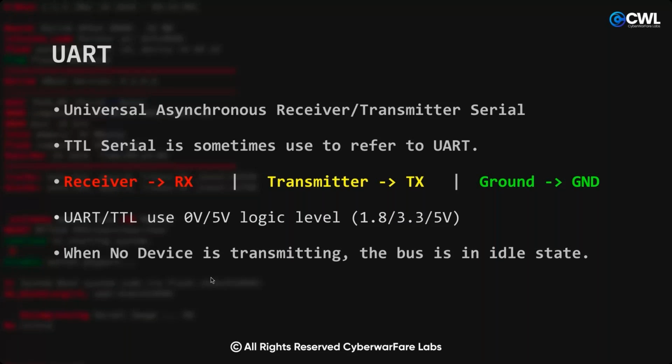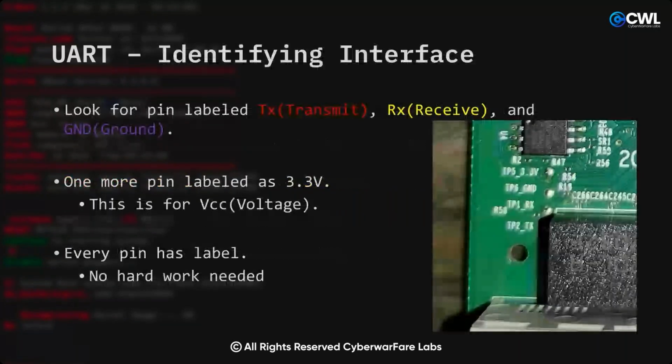When no device is transmitting data, the bus is in an idle state. So when no communication is going on between your serial device and the router or meter device, the bus will be in an idle state. How can we identify the interface? Look for pin labels such as TX, RX, or ground, and you can easily find the UART. Even if we don't have ground, we only have to look for TX and RX. Just look for any three dots or three pins that look like UART.